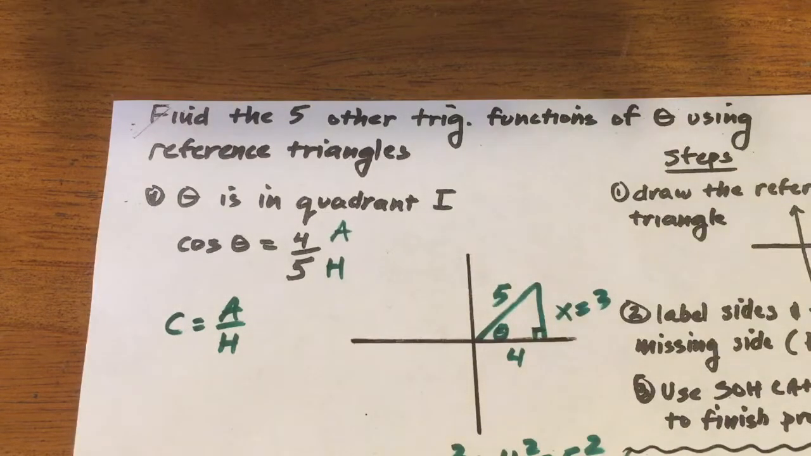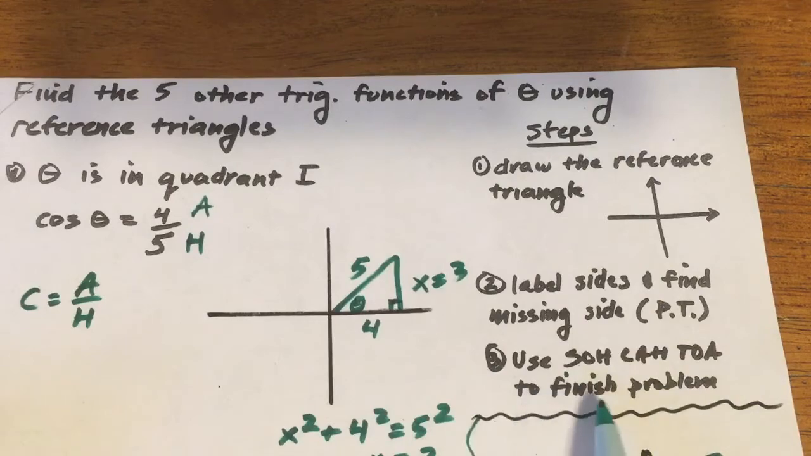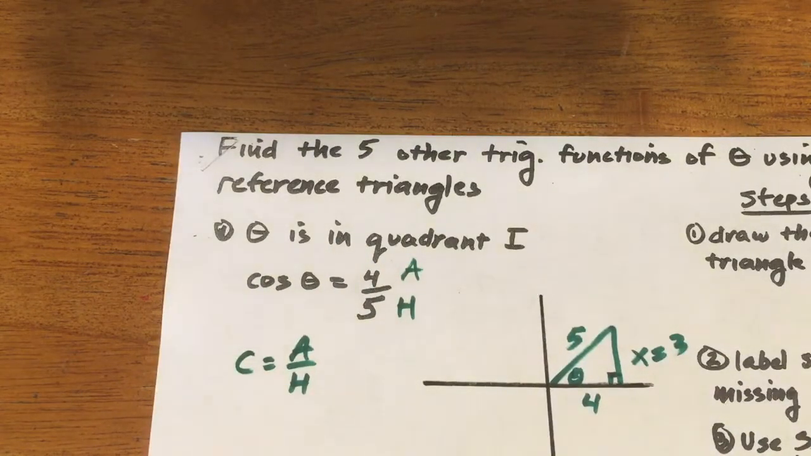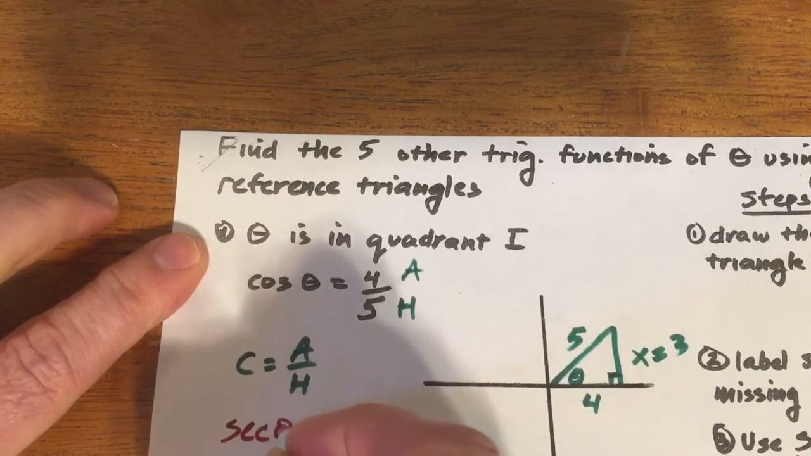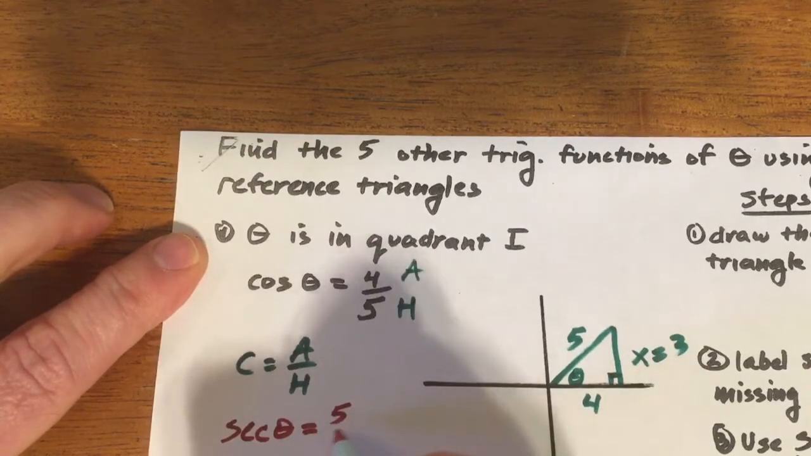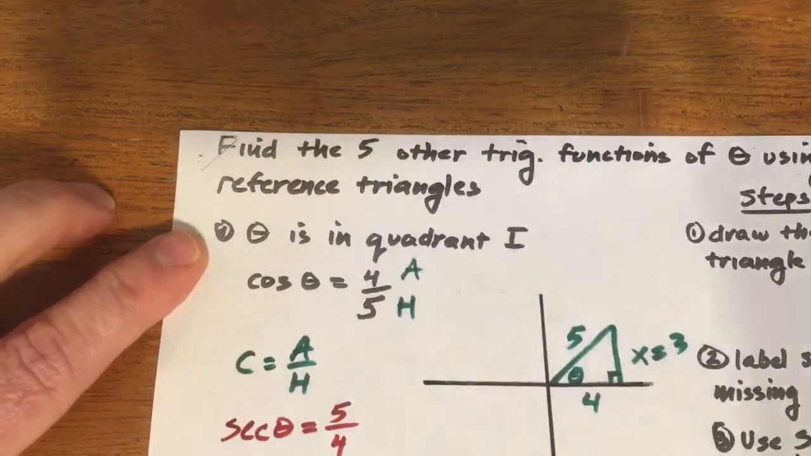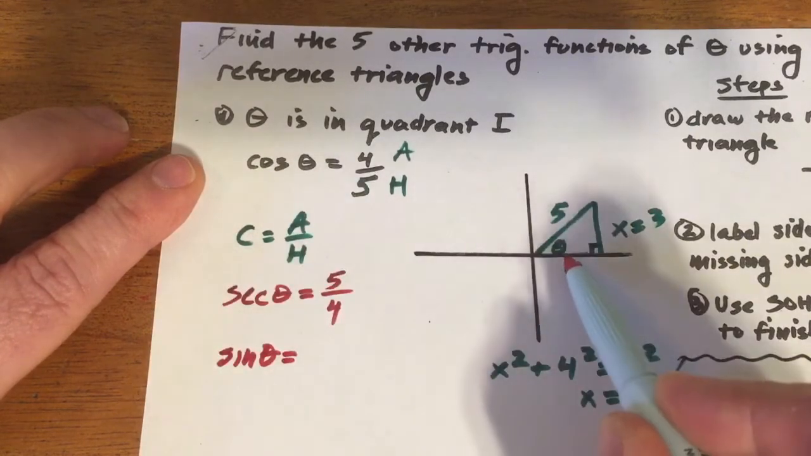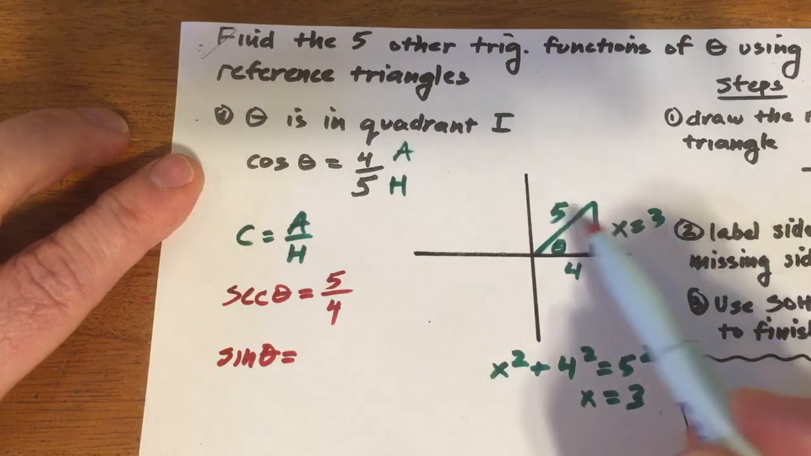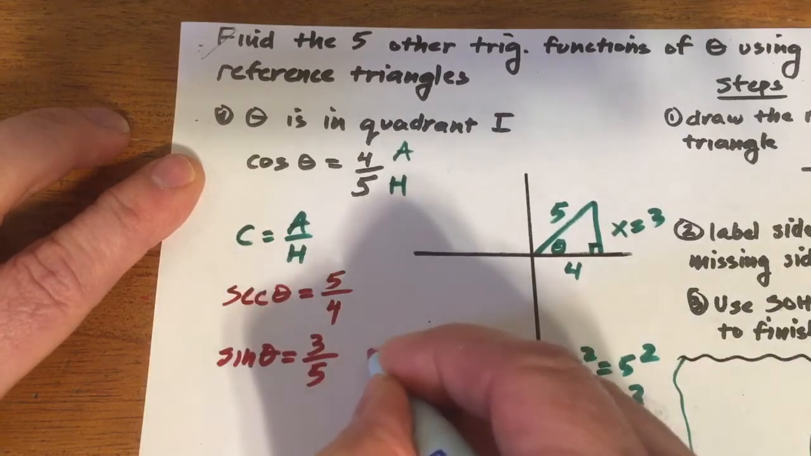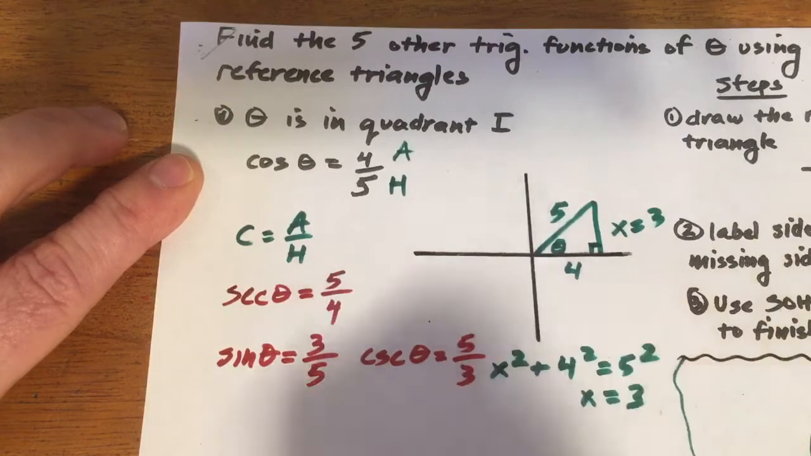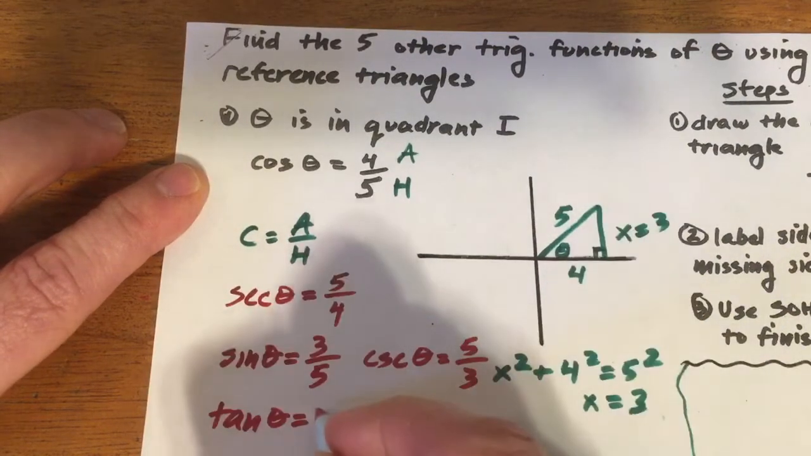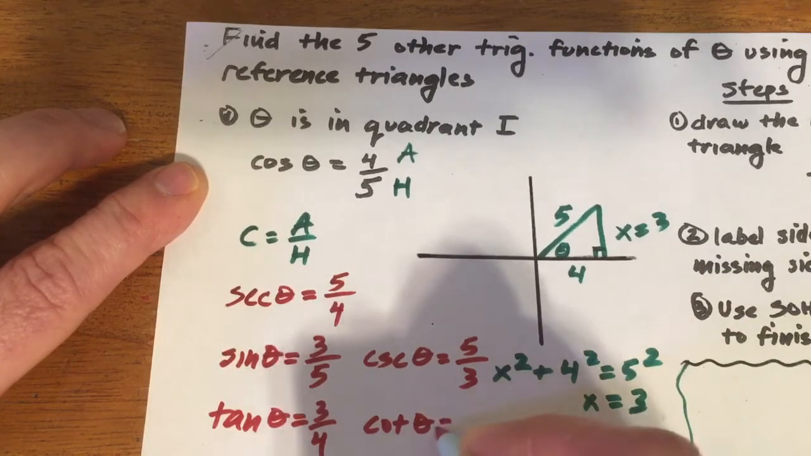Now, the final step in our problem is to use SOHCAHTOA to find the values of the other trig functions. We already know what cosine is right here, and so let's get the other trig functions. Let's start with secant, because that's the cousin of cosine, and we know to get secant we can just take cosine and take the reciprocal, 5/4. Next part. To get our other trig functions, we can just use our reference triangle here. We know that sine is going to end up, according to SOHCAHTOA, being opposite over hypotenuse, so 3/5. The cousin, cosecant, is going to be the reciprocal, 5/3. And then tangent. Tangent of theta is going to be opposite over adjacent, so opposite 3, adjacent 4, 3/4. Cotangent is going to be the reciprocal, 4/3.